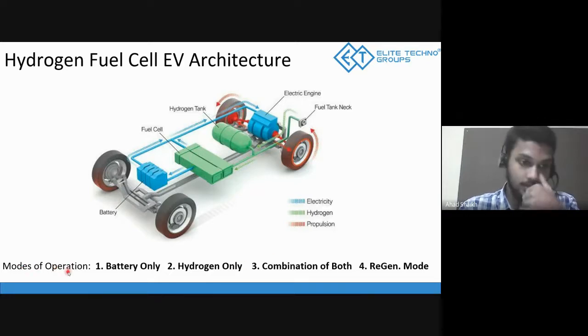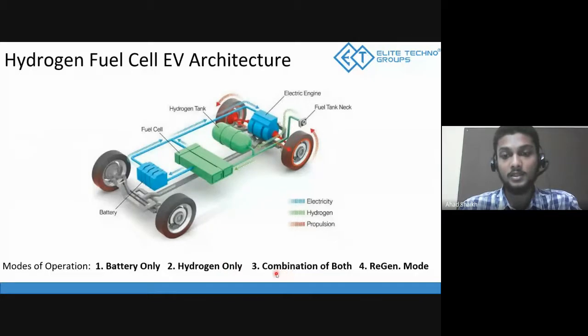And there are different modes of operation we can have. So one mode could be battery only. When there is a lack of fuel in the tank, we can just run on whatever the battery has charged. And the second one is hydrogen only. When we are not using much energy, like whenever we are running in slow conditions in city urban areas, we can just use the fuel cell and cut off the battery power. So that's another mode.